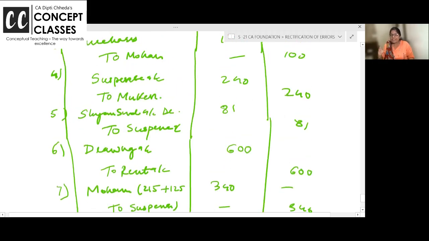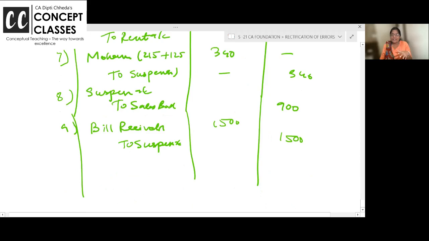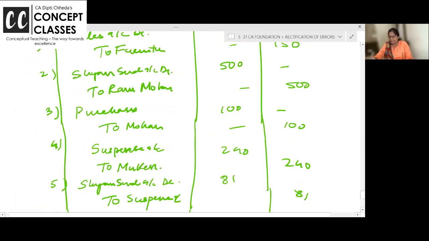Okay. Actually, I should have made here only two more columns. What is the type of the error? They have asked you, if you pass these 9 entries, you may get 5 marks out of an 8 marks question. Because they have asked you what is the effect in the trial balance. So you have to write what is going to be the effect in the trial balance. So first you just check these entries. 2 minutes, I'll be back. Aap ye entry check karo and make you write type of error.